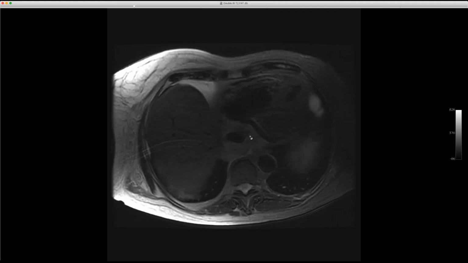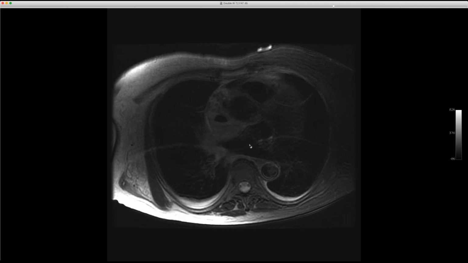And you see it around here around the IVC. So this is all presumably lymphoma too. So it's secondary cardiac involvement, but a very odd manifestation with this extranodal involvement and multiple sites throughout the body.